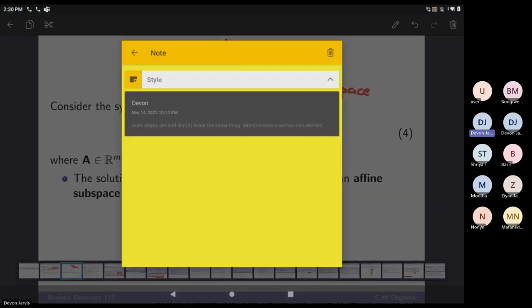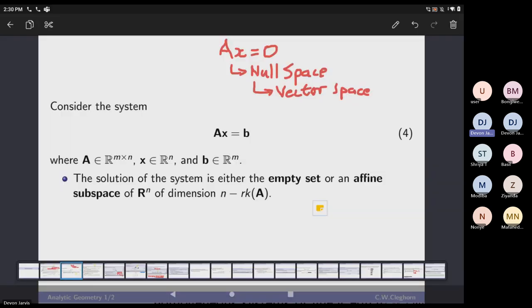Okay. And just note that the empty set and dimension zero are not the same thing. Something with dimension zero means the set has one element. So don't get confused and think that zero dimensions means the empty set or something like that. Zero dimensions means we have a particular solution.